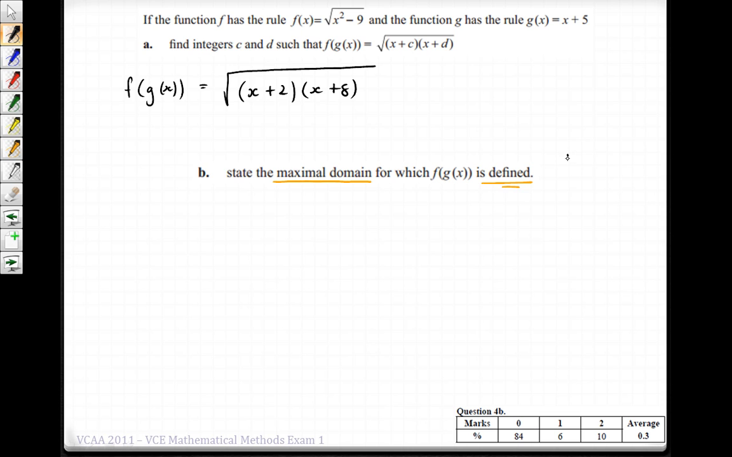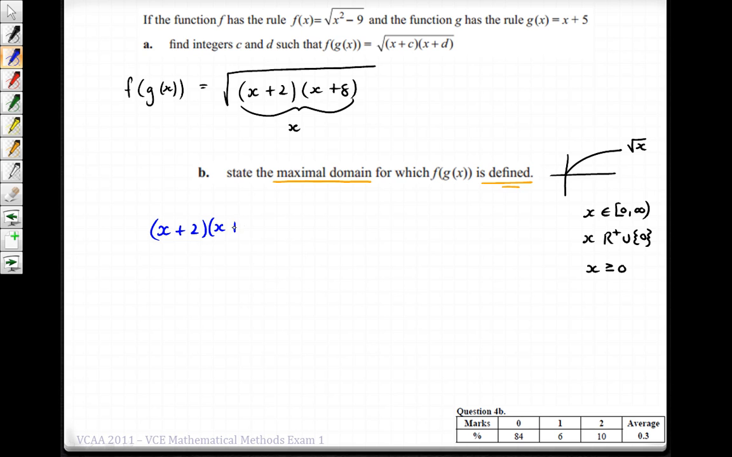So let's just have a look at the general square root function. Square root of x looks like this, and its domain is for where x is an element of 0 to infinity, or x is reals positive union with 0. So we need x essentially greater than or equal to 0. So in this one, we kind of just cheat and we say that all of this is just x. So what we're aiming for is (x plus 2)(x plus 8) greater than or equal to 0.